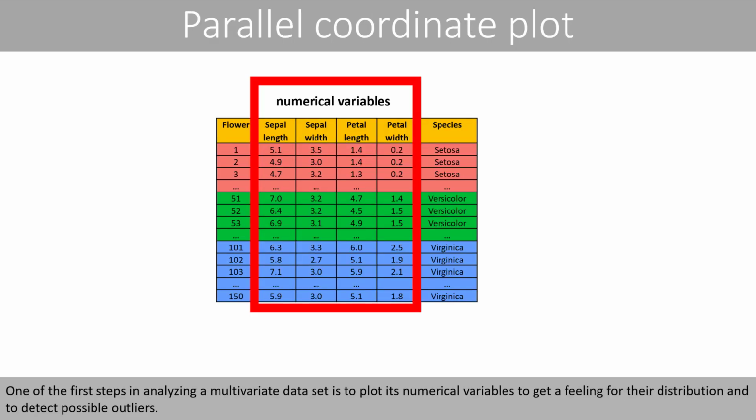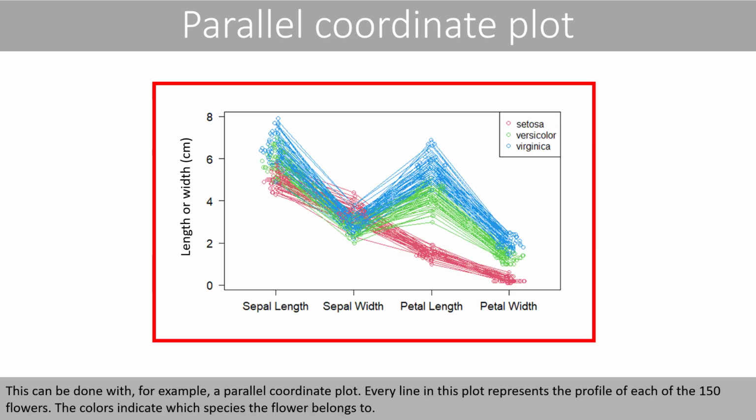One of the first steps in analyzing a multivariate dataset is to plot its numerical variables to get a feeling for the distribution and to detect possible outliers. This can be done with, for example, a parallel coordinate plot. Every line in this plot represents the profile of each of the 150 flowers. The colors indicate which species the flower belongs to.